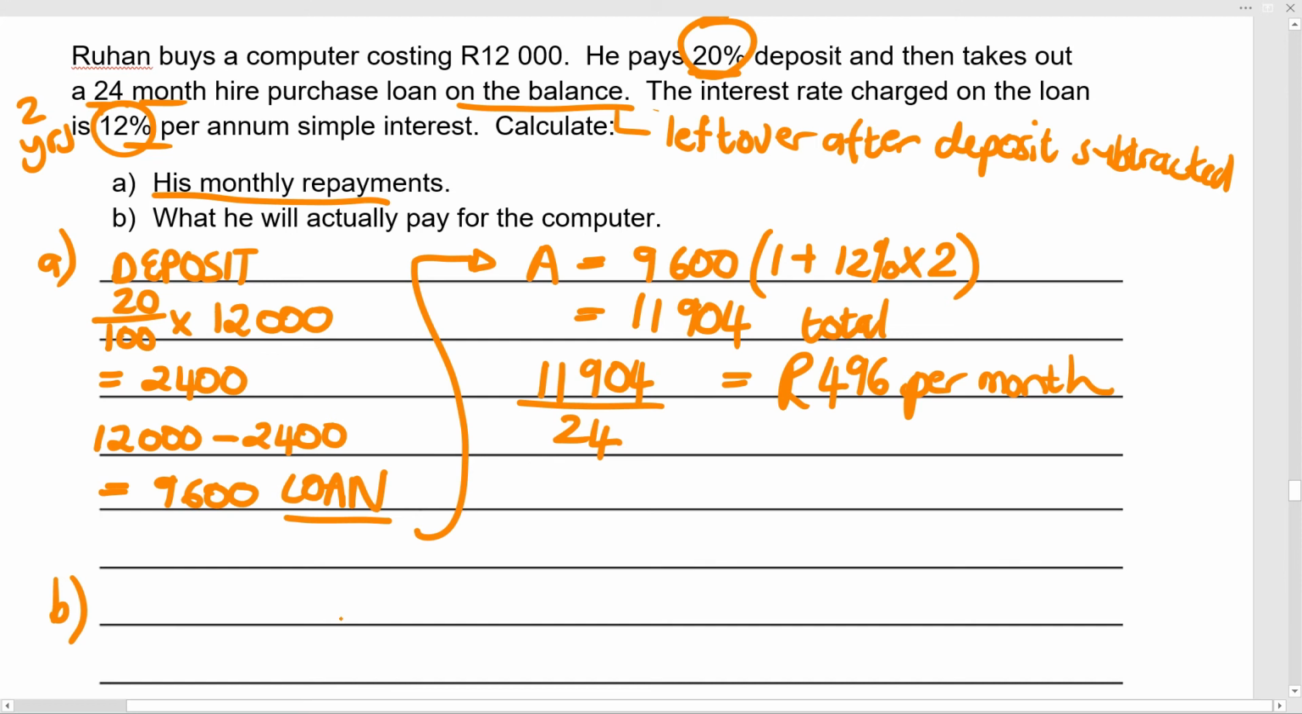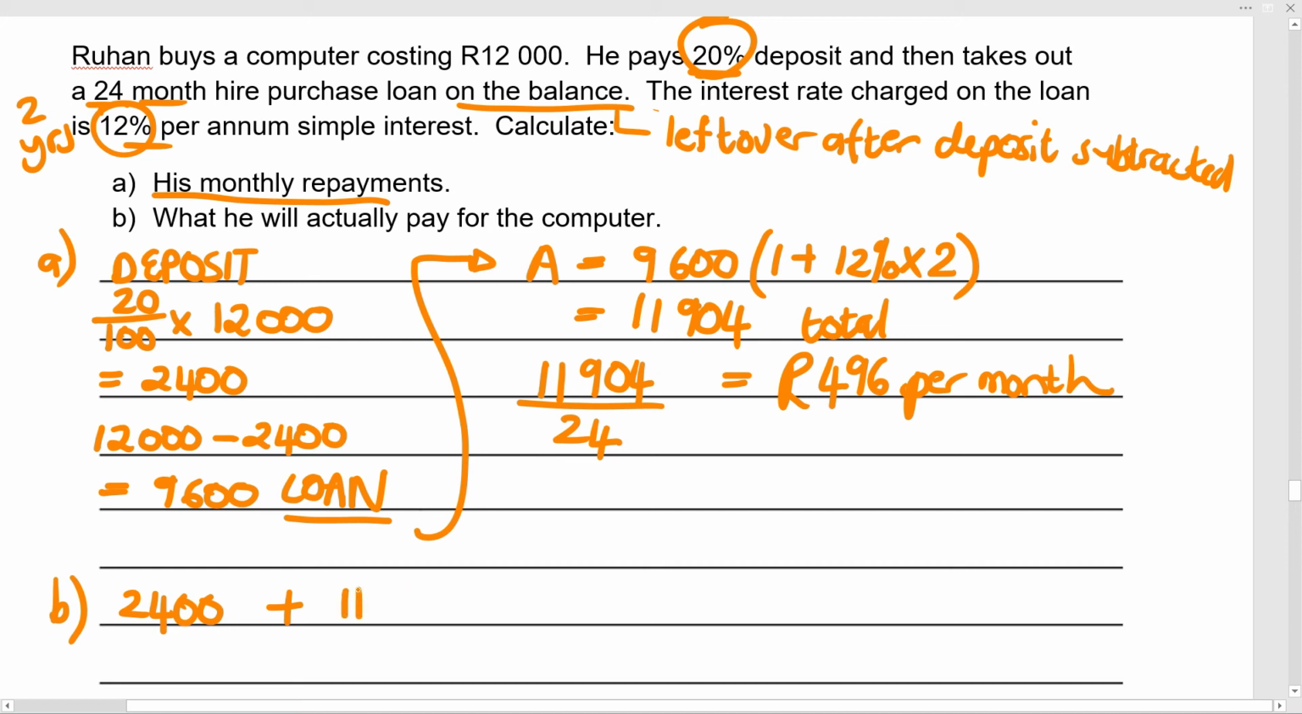So what I want you to now think about is what has he gone and paid? Okay, because he didn't pay 12,000 Rand, he paid a deposit and then he paid also a bunch of interest. So what are the two amounts of money that he paid out? Well, he first paid out the 2,400 Rand deposit, and then he didn't pay any interest on that, but he still paid the money, right? And then of course he paid this 11,904. There's no insurance or anything here, so it's just that amount.